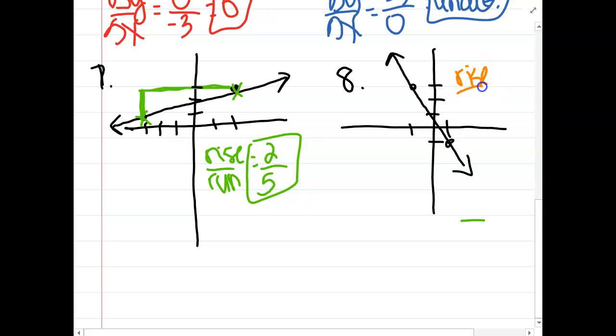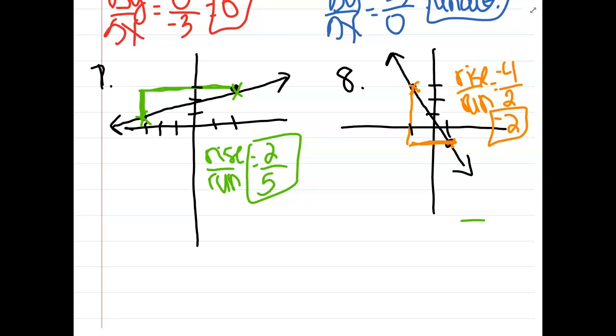Okay, same thing. Slope is rise over run. Now this time, to get from this point to this point, how far do you have to rise? 4, but what direction am I going? I'm going down. So this rise is -4. You're going down. Now the run, I'm going right. 2, +2. So your slope, -4 over 2, would be -2.